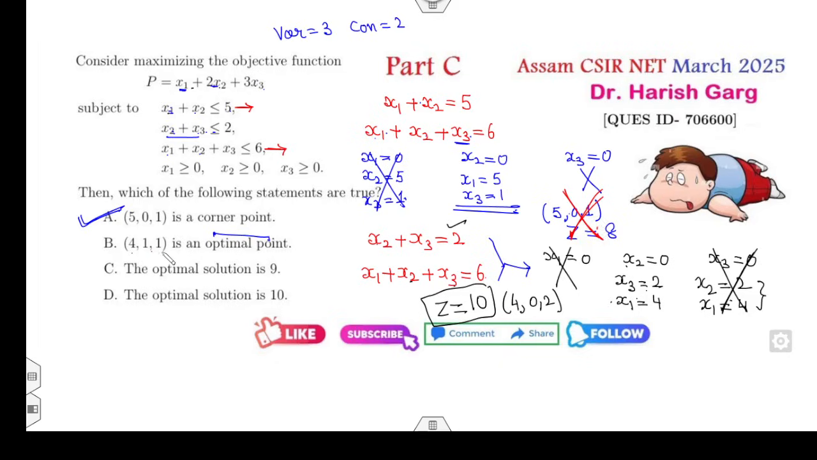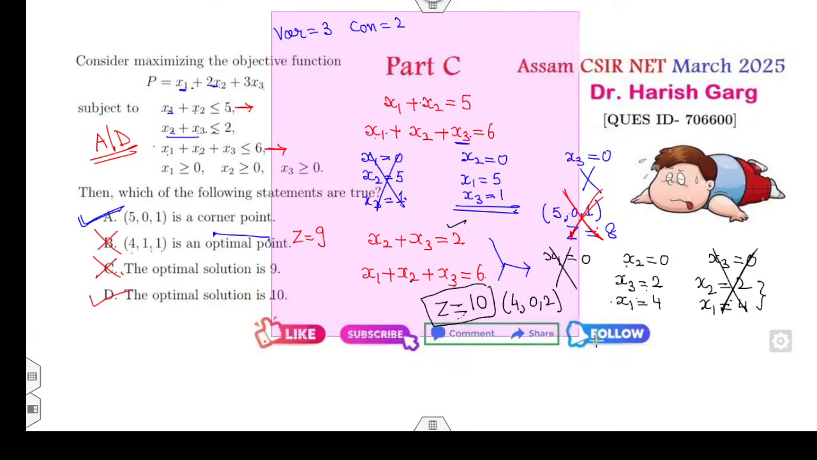And 4, 1, 1. What was your z on that? 9. But we get a 10. That means 4, 1, 1 is not the optimal solution. The optimal value is 10. 9 is not the optimal solution. A and D are the right answers. Fine. This is the first method.